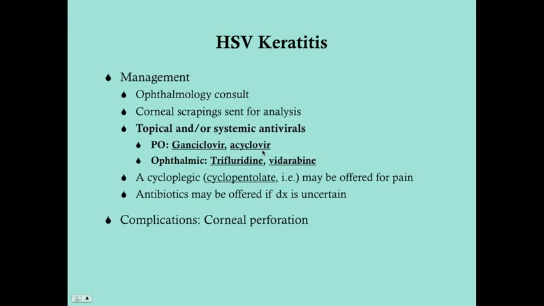How do we treat this? Of course, number one, if you suspect keratitis and you get a positive fluorescein stain, you're going to consult ophthalmology. You want to get a corneal scraping sent off for analysis. We're going to be treating the patient with topical, and usually systemic, antivirals. However, that's ultimately at the call of the ophthalmologist. So we're going to be targeting herpes simplex virus. Orally, we can use ganciclovir, famciclovir, acyclovir, and then the ophthalmic preparations are different.